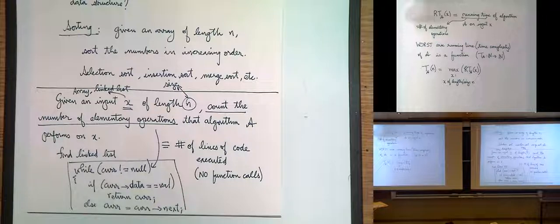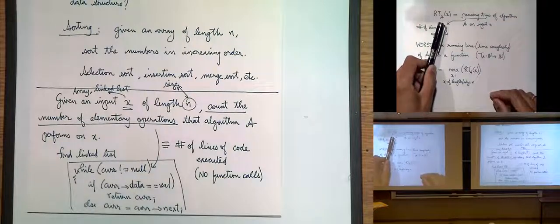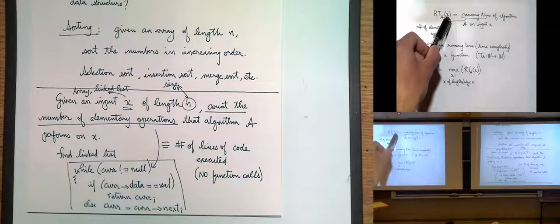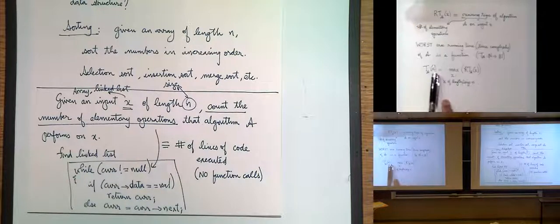Okay? Does this make sense? This is x of length or size n. So the idea is that if you look at this quantity here, RT of A of x, the argument of this function is an input. In the worst case running time, the argument is a natural number, because you're only looking at the worst case input for each size.